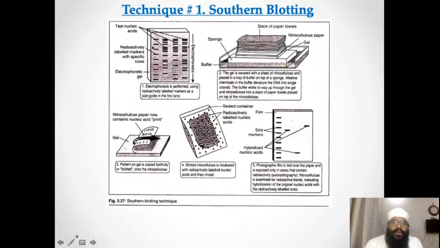So this is how your gel is run with the radioactive markers with specific sizes. You have a test nucleic acid here, and they run with electrophoresis. Then this gel has been transferred with the help of a nitrocellulose membrane, and all the material that is present in the gel will be transferred to the nitrocellulose membrane with the weight over top. Then things are separated, then you will radioactively label the nucleic acids, and then you can see your hybridized results afterwards.